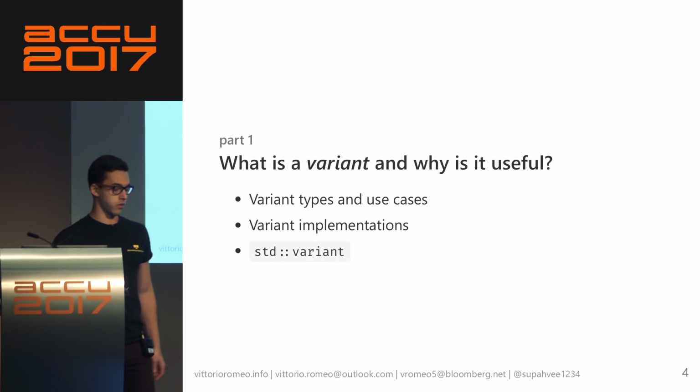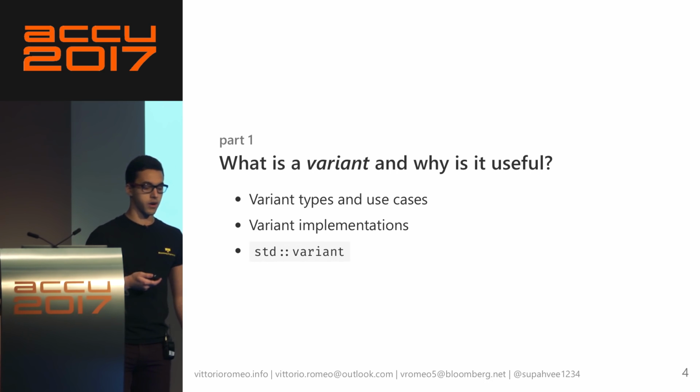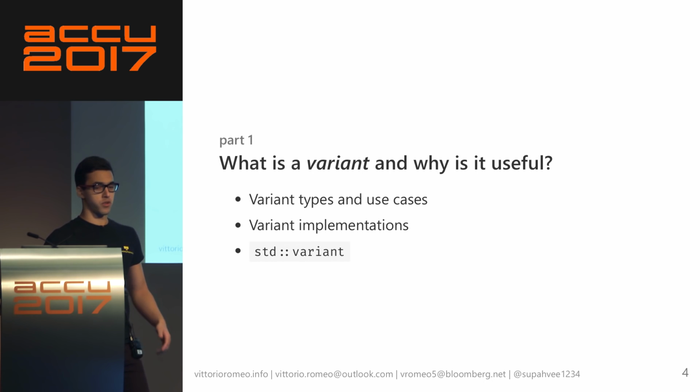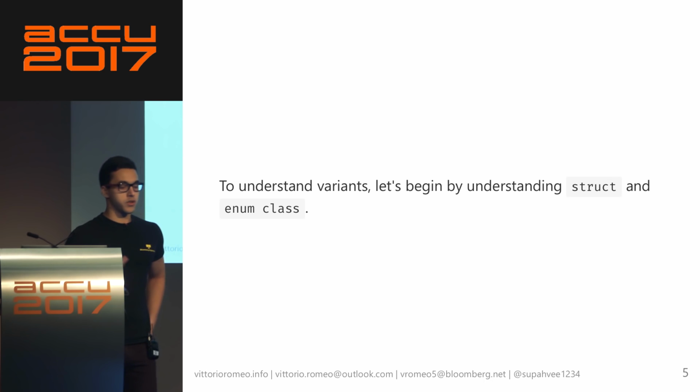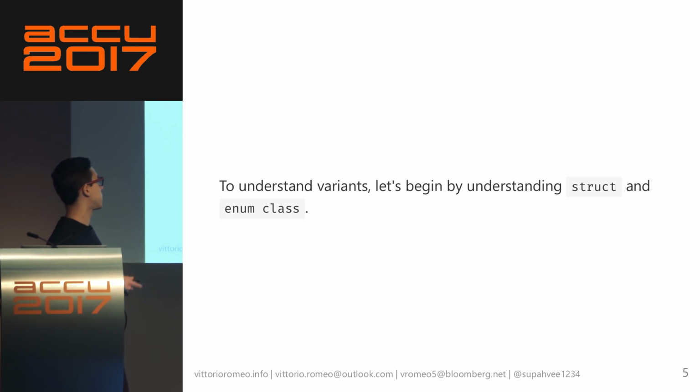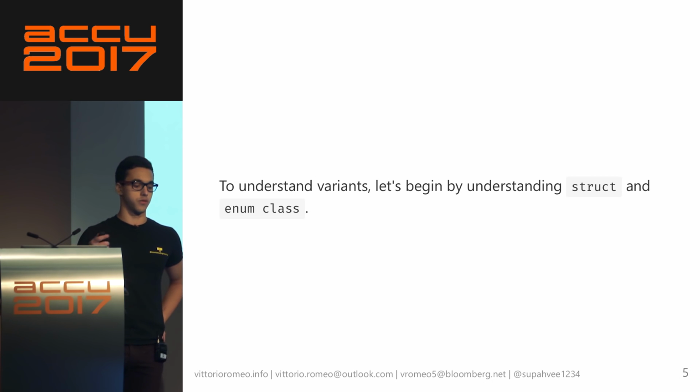So let's begin taking a look at variants. We'll see what variants are and the use cases, various implementations of variants that you can find today, and then we'll take a look at std::variant, which is standardized in C++17. So to understand variants, I like to use an analogy that begins with structs, then moves on to enum class, and then finally to variant.